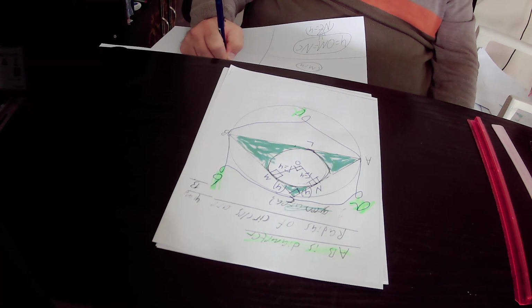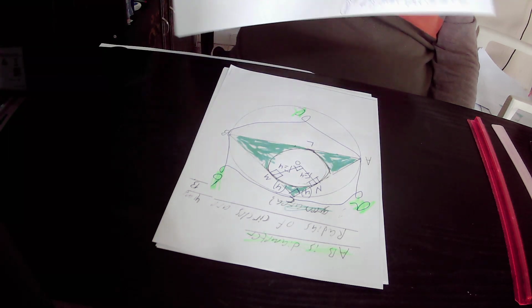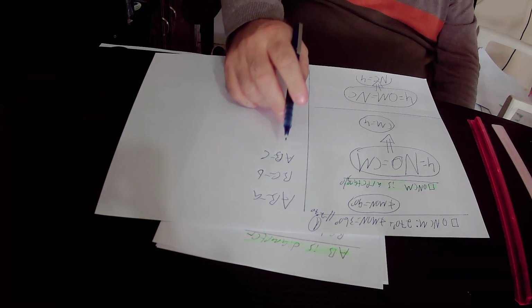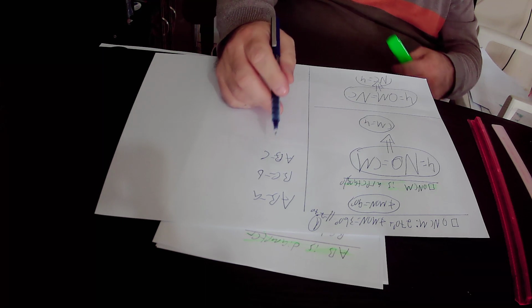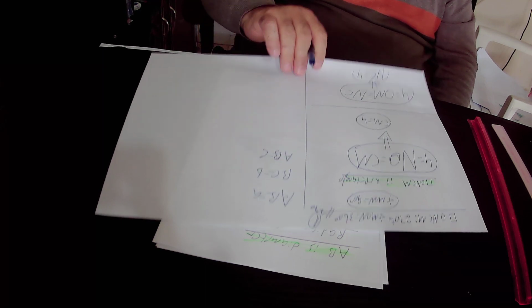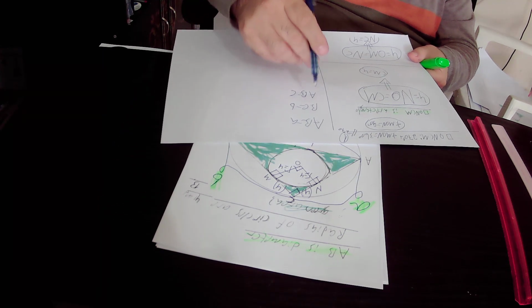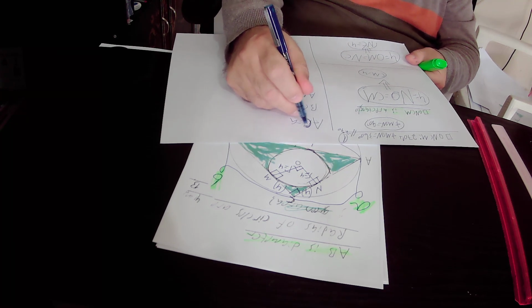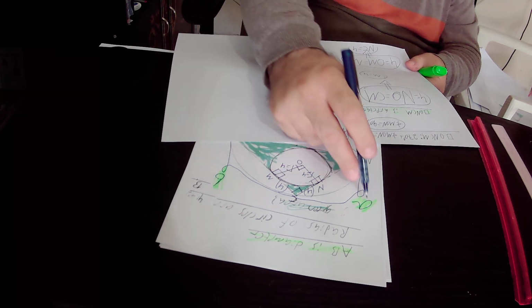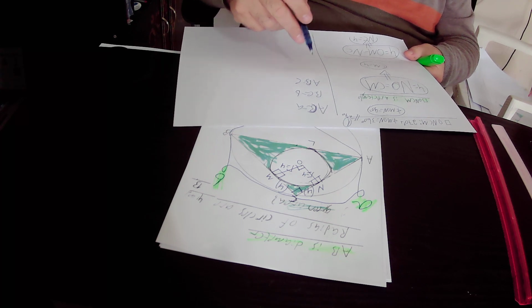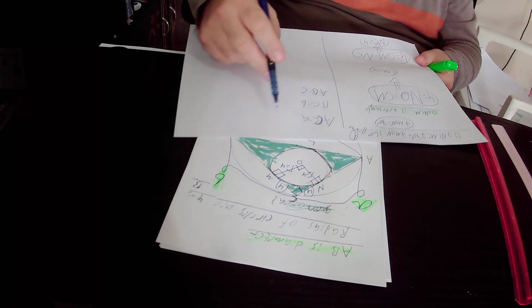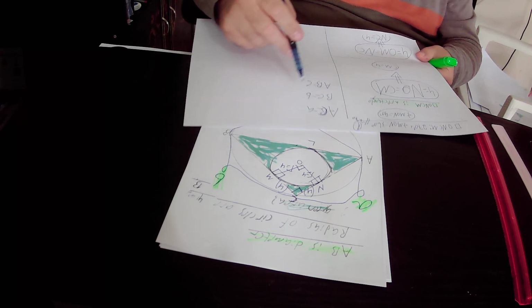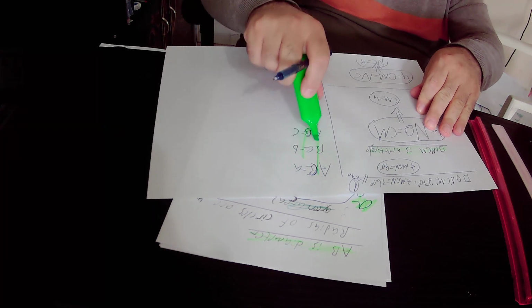I repeat again. AC equals A, BC equals B, and AB equals C according to our definition. Okay?